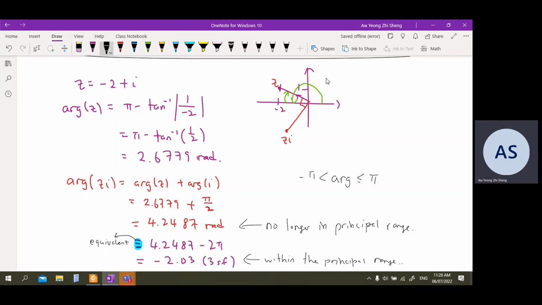And if you really check the Argand diagram that you have there, negative 2.03 radians is actually an angle in quadrant 3. It's actually an angle in quadrant 3 because the downward direction will give you negative pi over 2 radians, which is negative 1.57 roughly. So negative 2.03 will be even more negative, and that means it must be in quadrant 3.